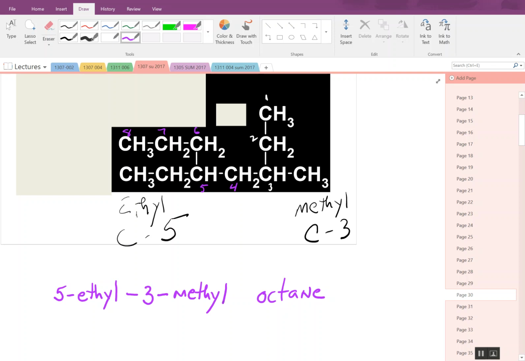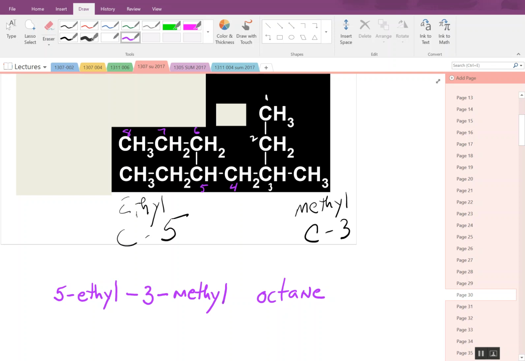And then fill in your hydrogens. I was getting ahead of myself, I was drawing hydrogens before I got my substituents on there. So the last thing you're going to want to do is fill in the hydrogens. Get your substituents on your structure. So there's the structural formula.